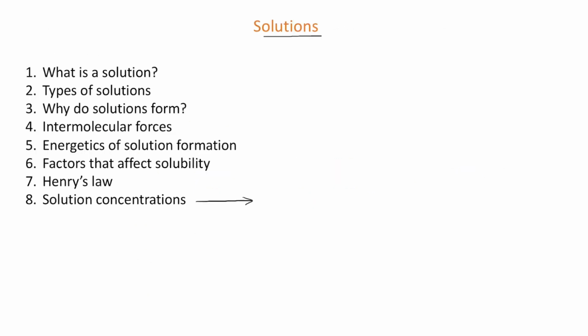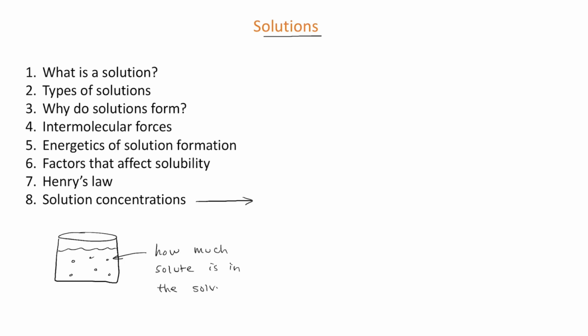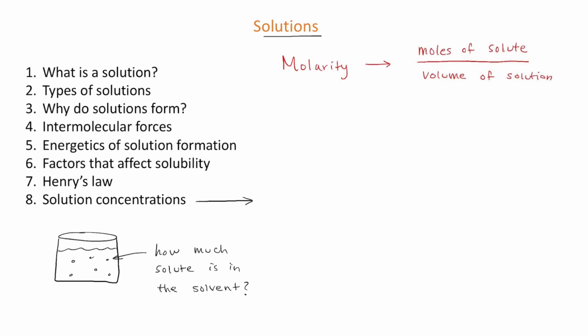And now we're at the final topic in this lesson, which is solution concentrations. When we're trying to figure out a solution's concentration, what we're trying to determine is how much solute is in a solvent. And there's a whole bunch of ways that we can express concentration. The first is molarity. Molarity is found by taking the number of moles of solute and dividing that by the volume of the solution. And molarity has units of moles per liter.